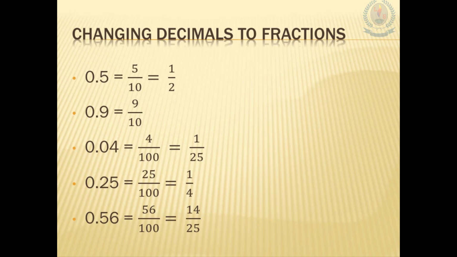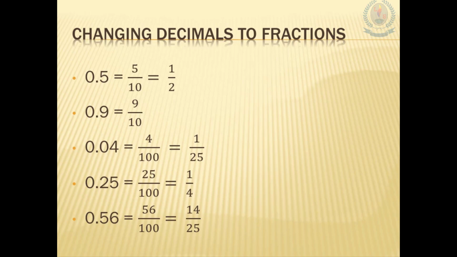So 0.9 you can write as 9/10. Here 0.04 you can write as 4 hundredths. You know 4 is the common factor for those two numbers, 4 and 100. So you can simplify by dividing the numerator and the denominator by the number 4. So the final answer is 1/25.